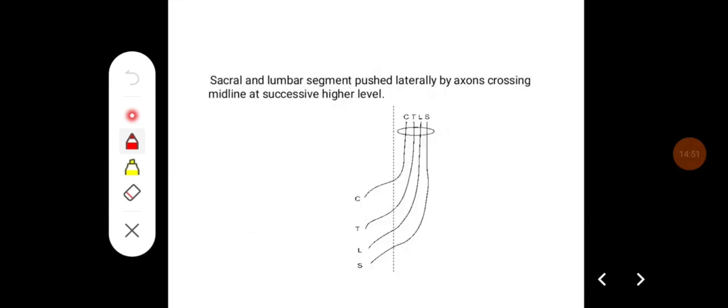So this diagram shows the arrangement of the cervical and thoracic fibers. They occupy the medial part of the spinal cord, whereas lumbar and sacral fibers occupy the lateral part.